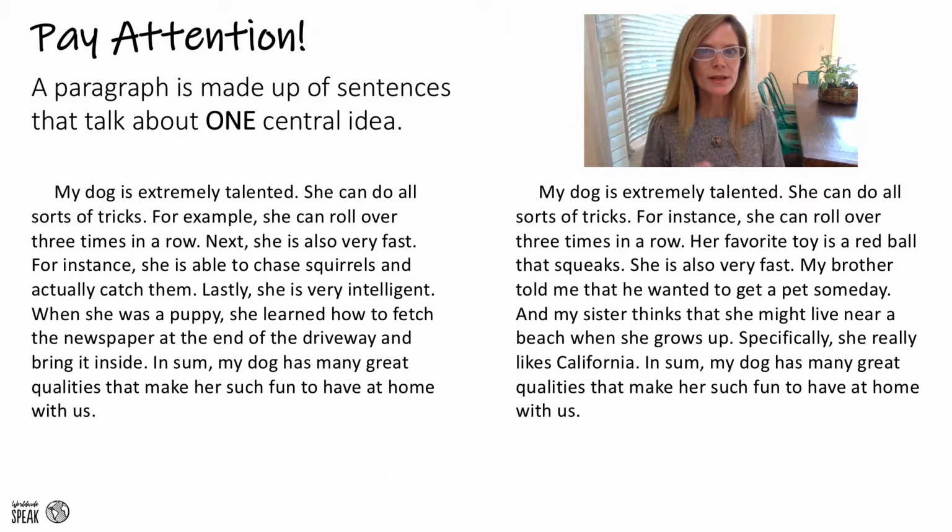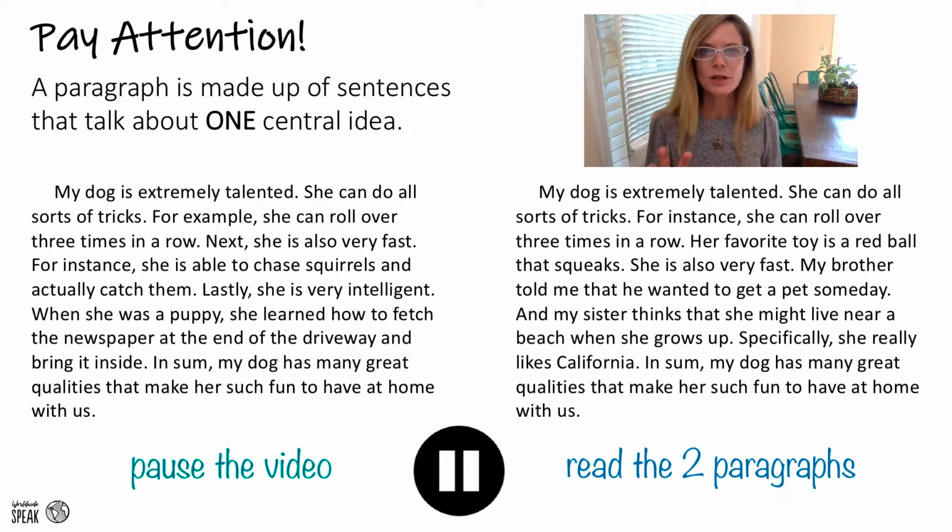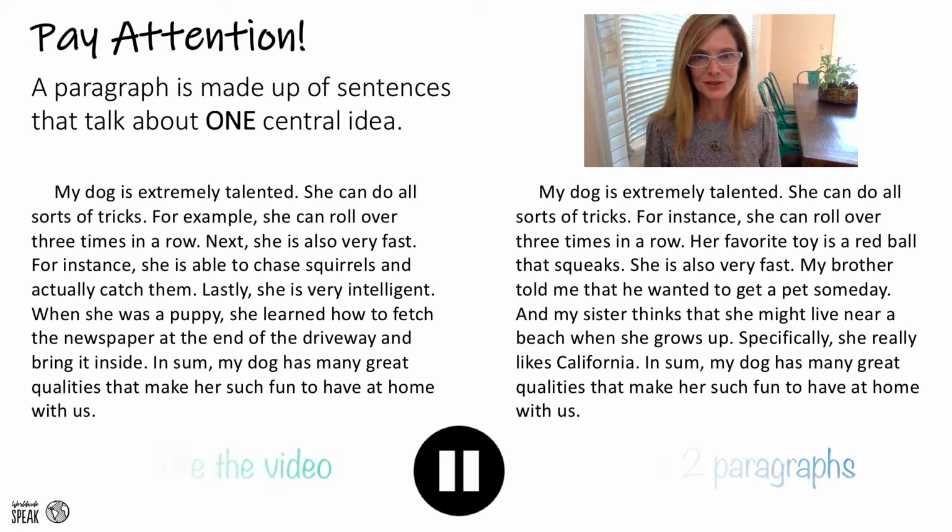Okay, so we really need to pay close attention to that first thing I just mentioned, and that was that a paragraph is a group of sentences. It's made up of sentences that talk only about one central idea. This is crucial for you to understand so that you can write a paragraph that's clear and cohesive when you begin writing in English. Now, right now, I would like you to pause the video and take the time to read these two paragraphs. We're going to take a look at what this paragraph cohesion or unity looks like.